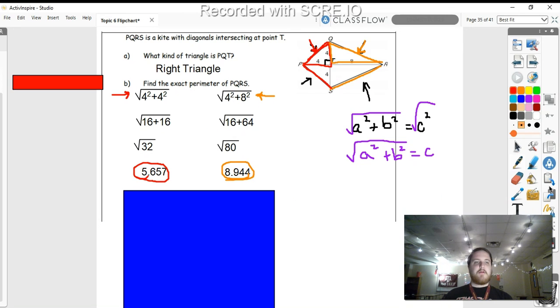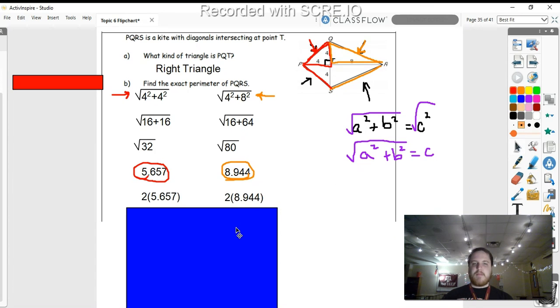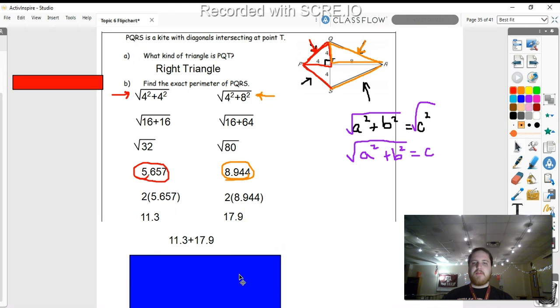So what we can do is we can just take these two numbers that we found and we can multiply them both times 2. And if we do that and then add those results together, that right there down at the bottom, that is the perimeter of the whole shape.